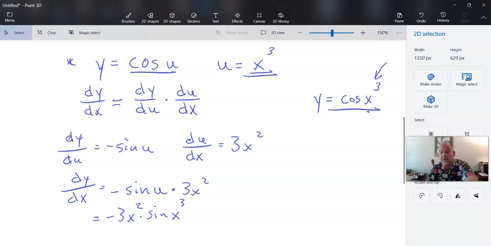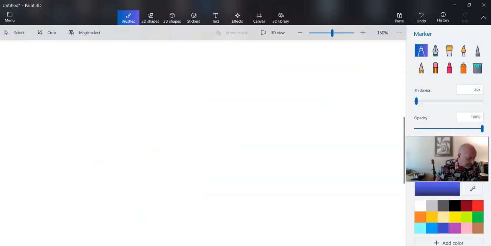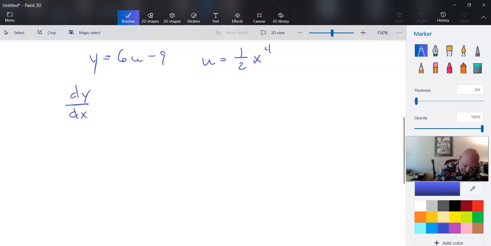Okay, so let's look at another example. Let's say I have y is equal to 6u minus 9, and u is equal to 1/2 x to the fourth. If we're looking for dy/dx, which is what you're going to be asked for, this is going to be dy/du times du/dx. So I need dy/du first. I can just look at this and find it, right? The derivative of 6u with respect to u would just be 6. The derivative of negative 9 is 0, so that goes away.